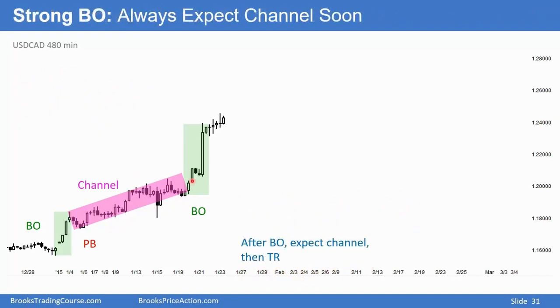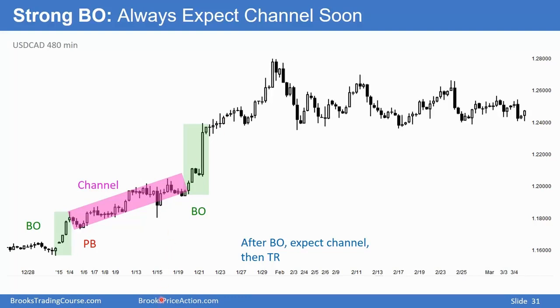After any breakout, a very strong trend, you expect a pullback and then a channel, a weaker trend, and then you expect that channel eventually to evolve into a trading range. That is the market cycle. That's how markets typically behave. Bull breakout, pullback, a channel, a broader channel, and then eventually a trading range.